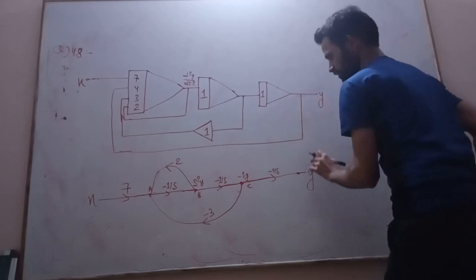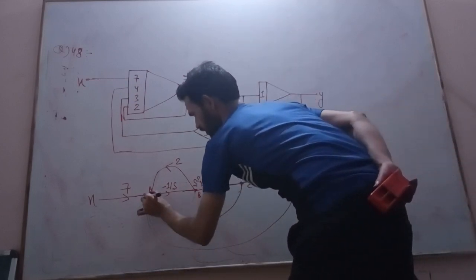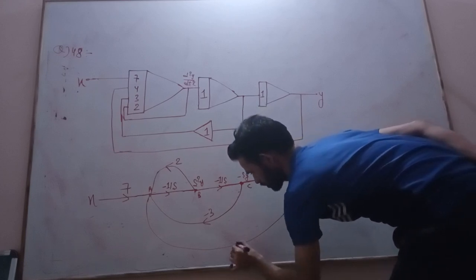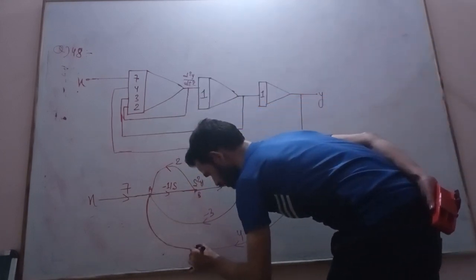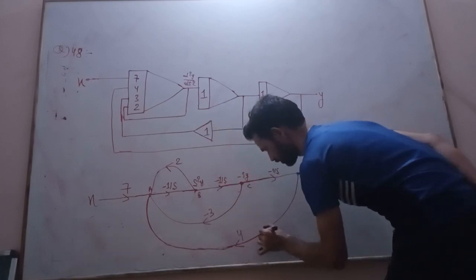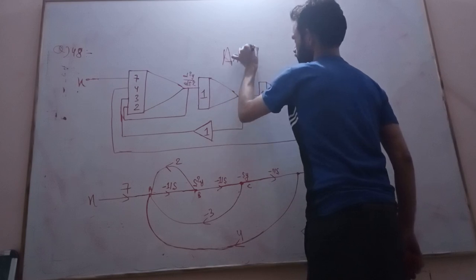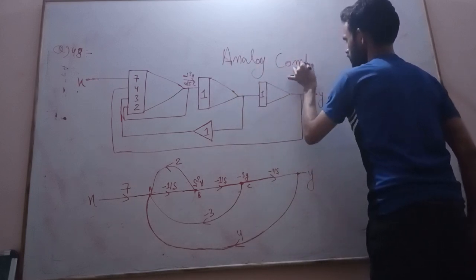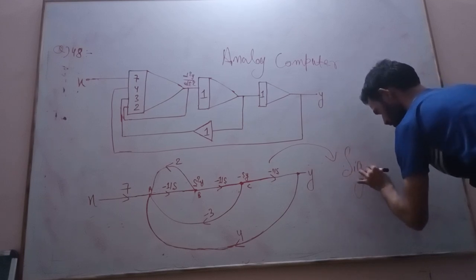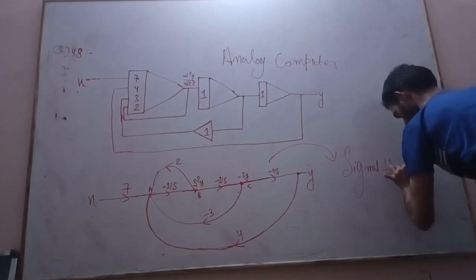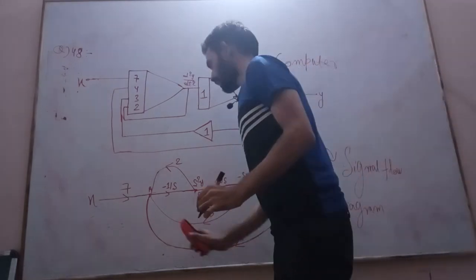Similarly, the output y feedback with 4. This is feedback with 4 toward A. This is my feedback from output. So this is the signal flow graph for this analog computer. This is my analog computer, and this is my signal flow diagram for the analog computer.